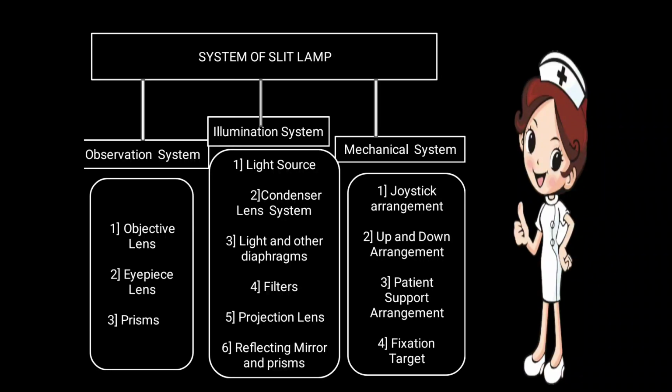Next one, systems of the slit lamp. The slit lamp consists of three systems: the observation system, the illumination system, and the mechanical system. The observation system consists of the objective lens, the eyepiece lens, and the prism. The illumination system consists of the light source, condenser lens system, diaphragms, filters, projection lens, reflecting mirror, and prisms. The mechanical system consists of the joystick arrangement, up and down arrangement, patient support arrangement, and fixation target.